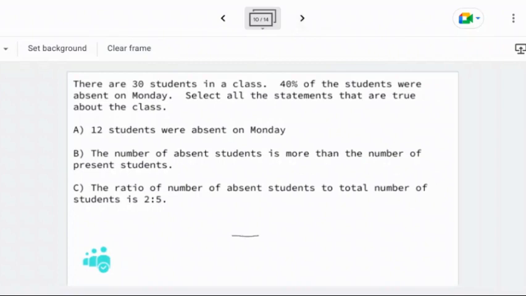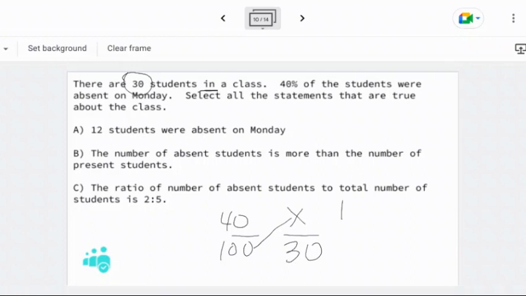So we set up our proportion. 40% of the students were absent, so that's a part. Now, 30 students were in the class. We have to think, is that a part of them? I hope not, because if that's a part, then we have a class higher than 30 for the whole. So that number is our whole. There are 30 students, and we want to know how many were absent.